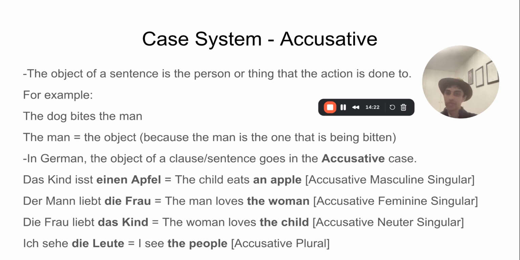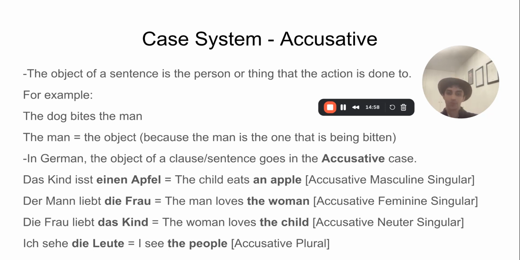You'll notice in these examples that all of the words or phrases in bold, einen Apfel, die Frau, das Kind, die Leute, and the equivalents in English, an apple, the woman, the child, the people, are all the people or things that are having something done to them. In the first example, the apple is not eating anything or anyone, the apple is being eaten. Therefore, it's the object of the sentence because something is being done to it, and therefore it must go in the accusative case. That's the reason why it has to go in the accusative.